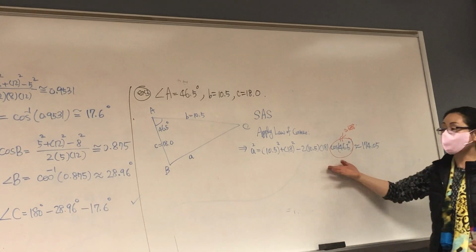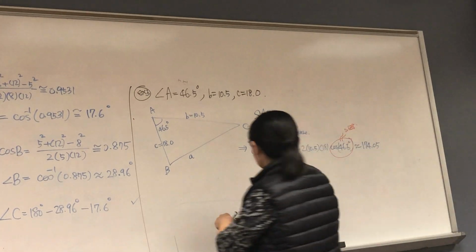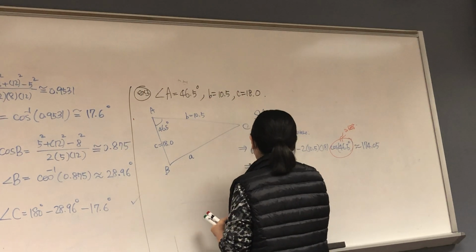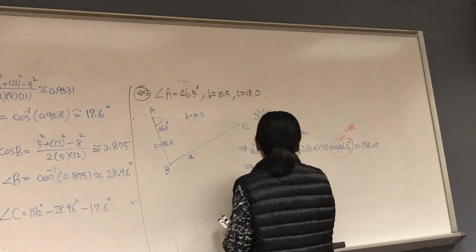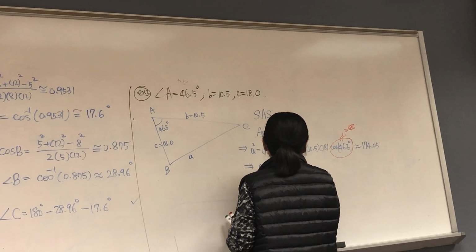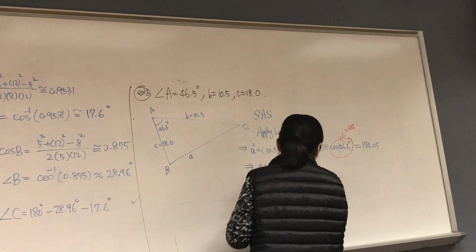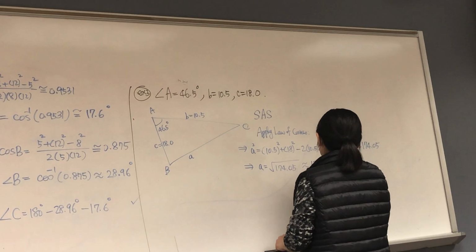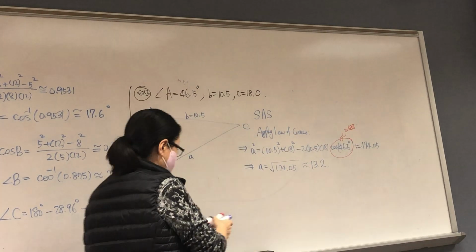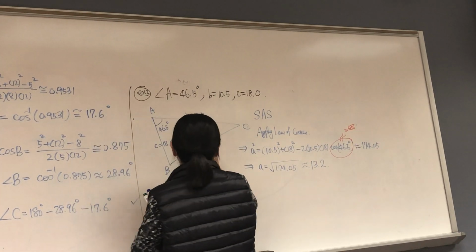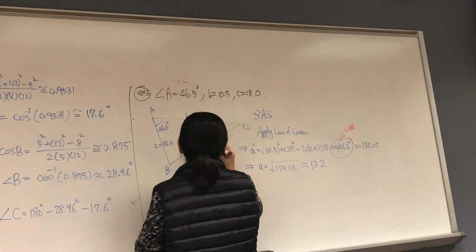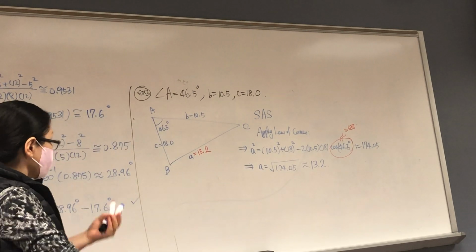Good. So it's this. And then don't stop here. You have to find A. So square root both sides, and we're only looking for the positive value. It's 13.2. So this is your length. So this is step one.